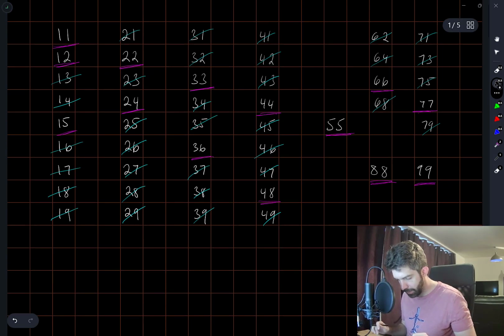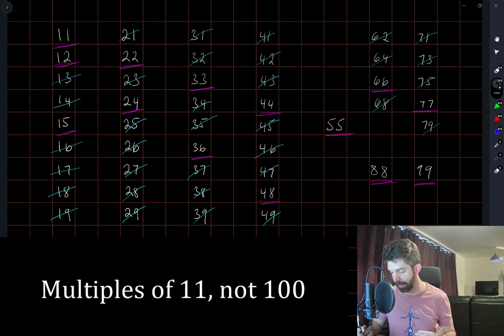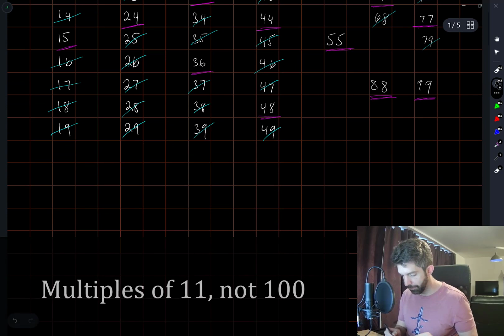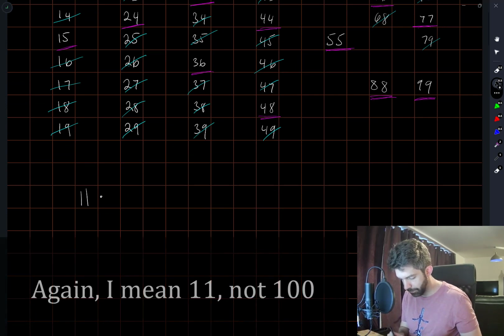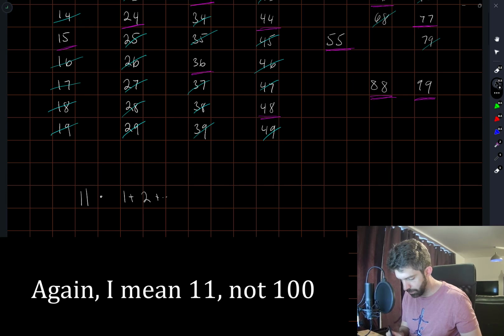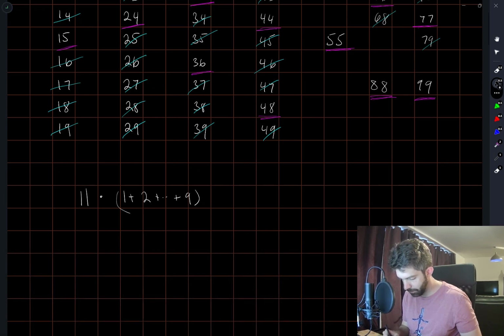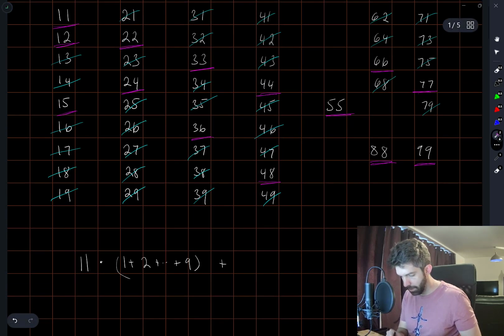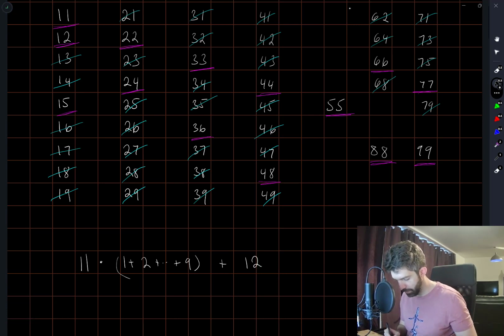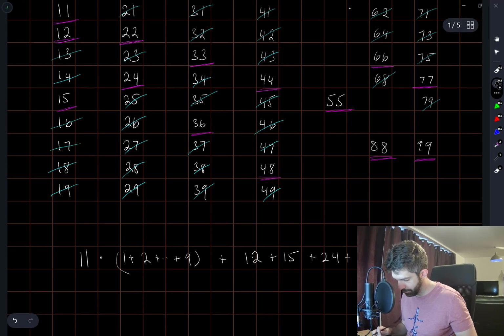So the way I'm going to do this is we clearly have all of the multiples of 11 from 11 to 99, so I'll add those up first. We have 11 times 1 plus 2 up to 9. So this will take care of 11, 22, 33, 44, and so on. And then we just have some stragglers around: 12, 15, 24, 36, 48, and that's it.